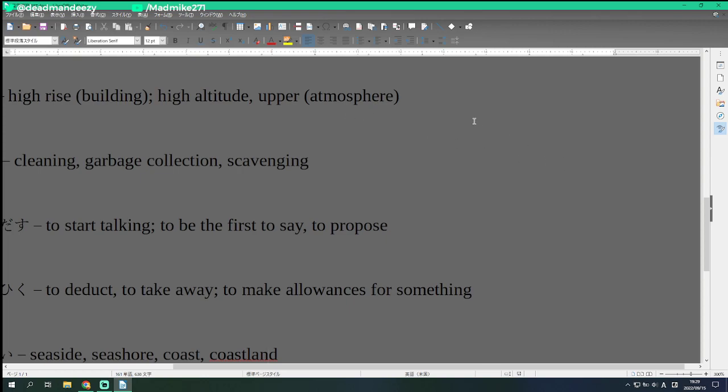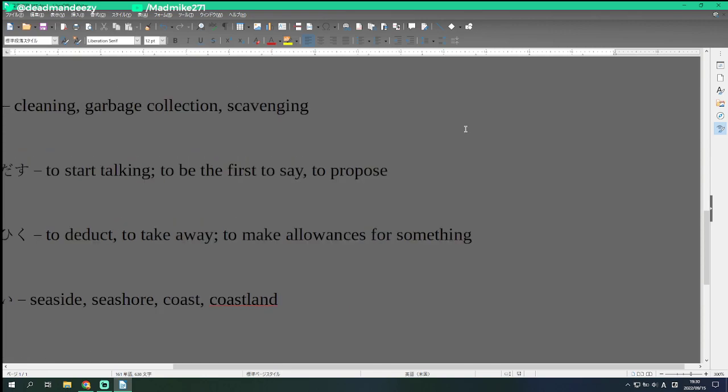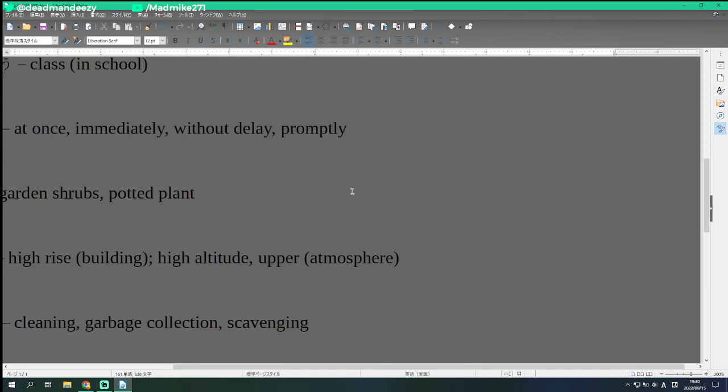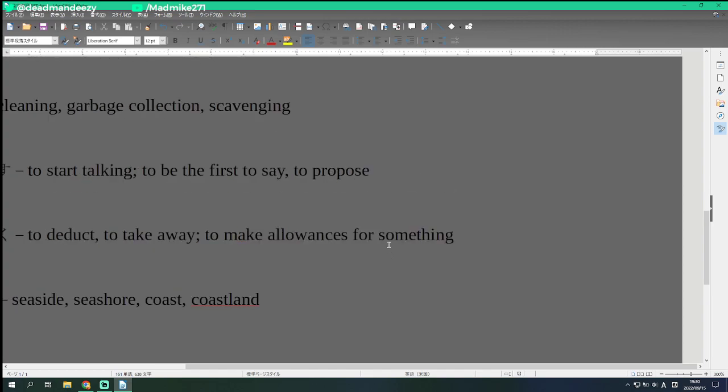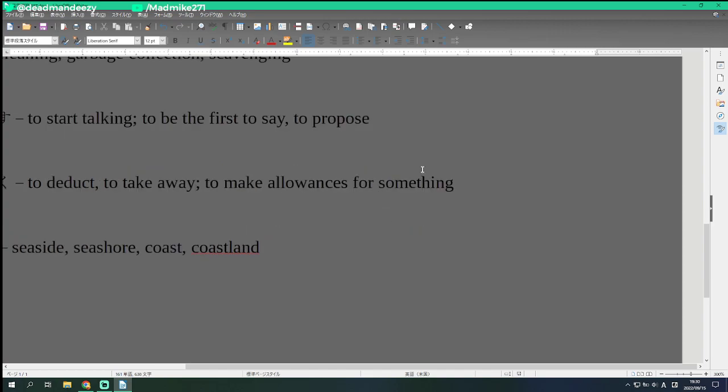High-rise buildings or high altitude both have high layers of things, or kousou. Kousou is a high-rise building or the higher layers of the atmosphere. Cleaning, garbage collection, or scavenging is seisou. Sei on the left side for cleaning or purifying, and sou on the right side for sweeping up or cleaning. Seisou. Let me double check that one.